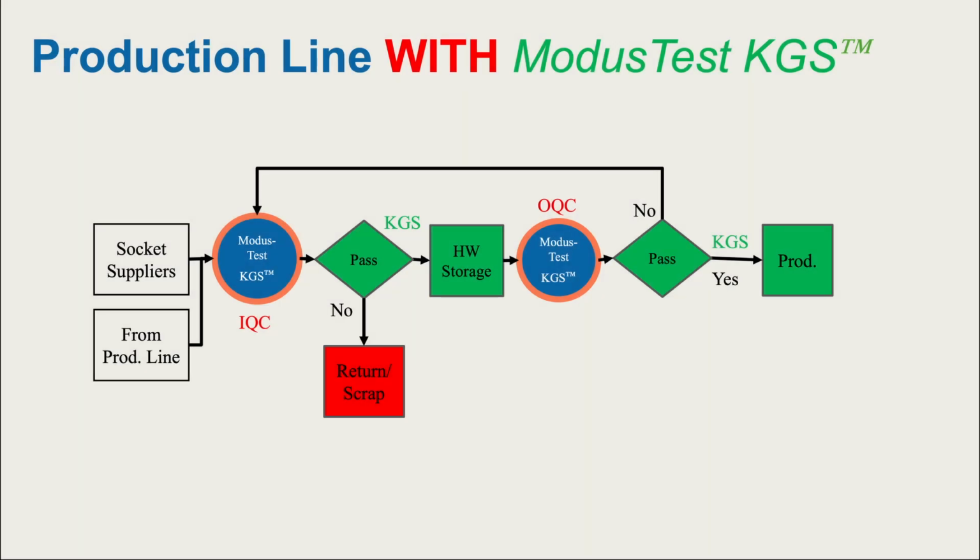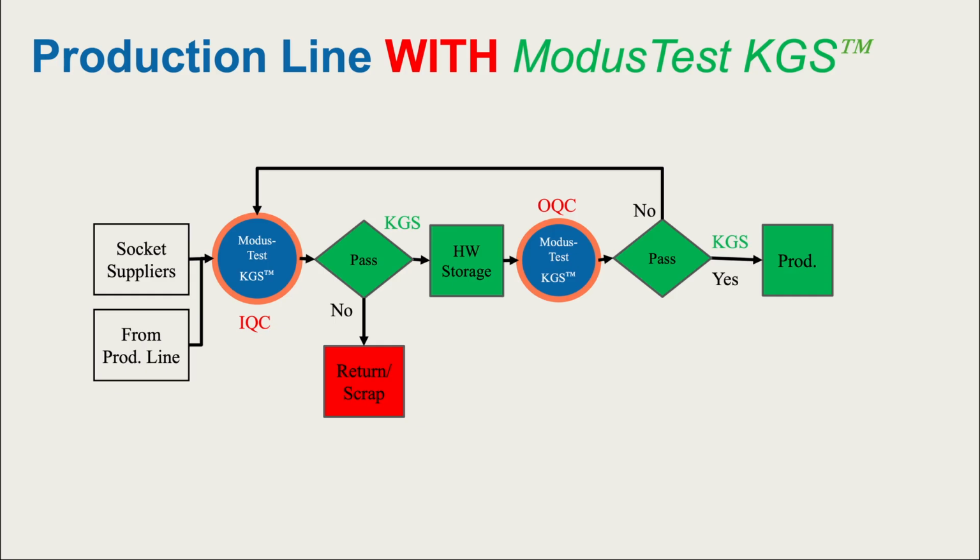The Modus Test KGS process, utilizing MPT and MTC, can significantly enhance production performance by ensuring that only known good sockets are released to production through the implementation of an outgoing quality test. The implementation of the incoming quality test also ensures that only known good sockets are stored in the hardware shop. It also verifies the quality of brand new sockets sent by socket suppliers.